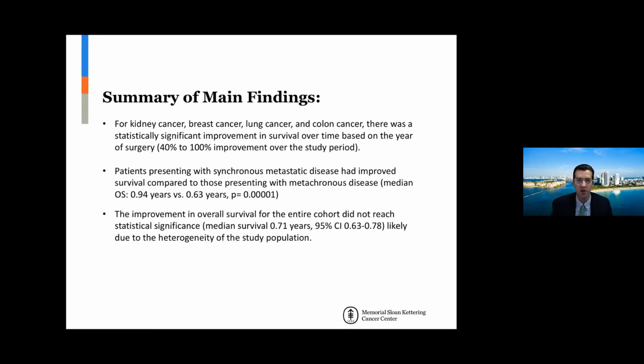To summarize the main findings in this study: for kidney, breast, lung, and colon cancer, there was a statistically significant improvement in survival over time based on the year of surgery. That ranged from 40% over the study period to 100% for colon, for instance. Patients presenting with synchronous metastatic disease had improved survival compared to those presenting with metachronous disease. And finally, the improvement in overall survival for the entire cohort did not reach statistical significance, but likely due to the heterogeneity of that study population.